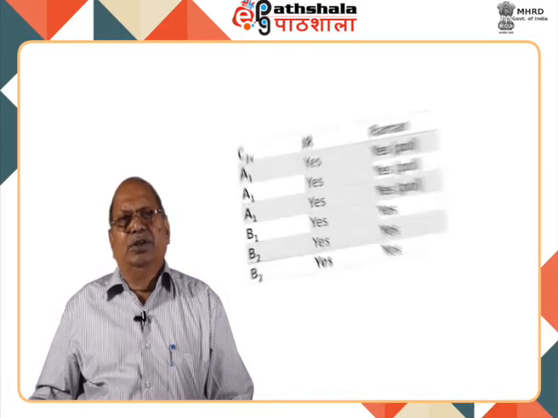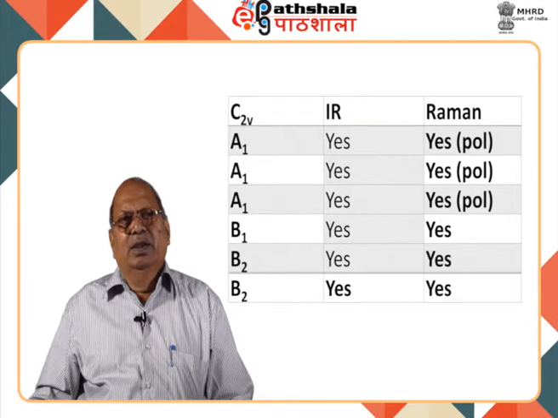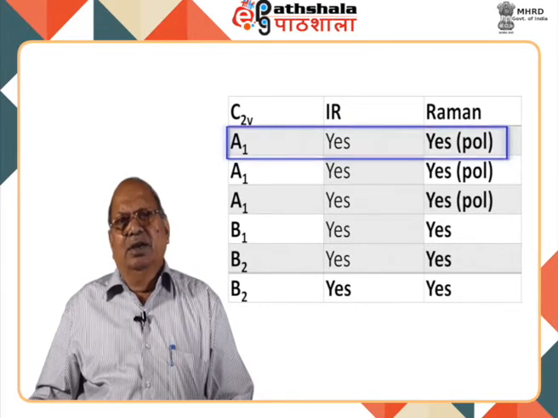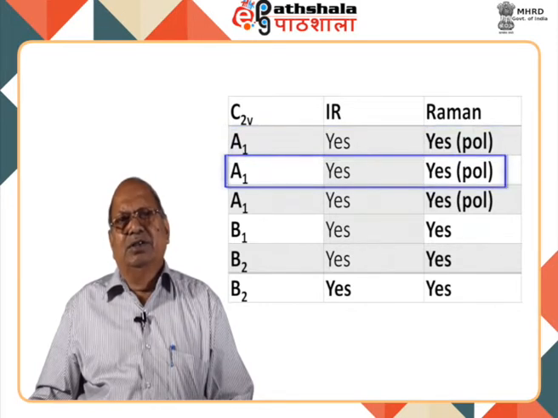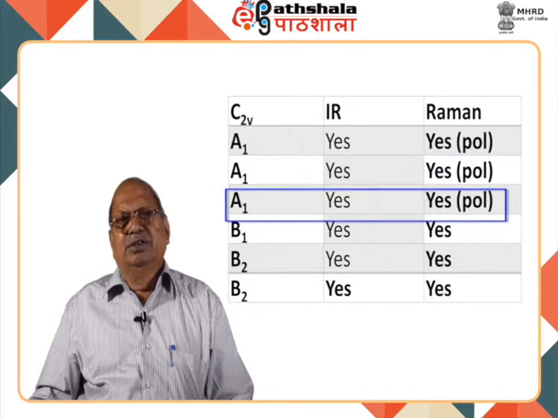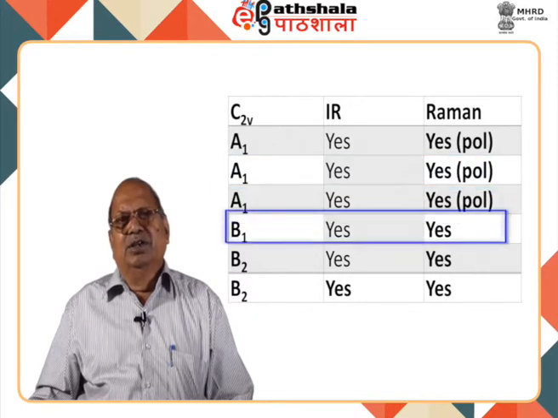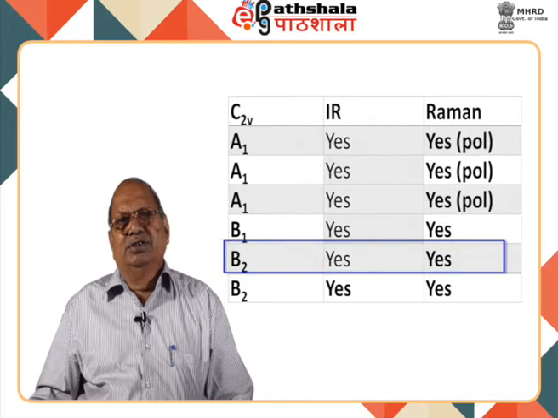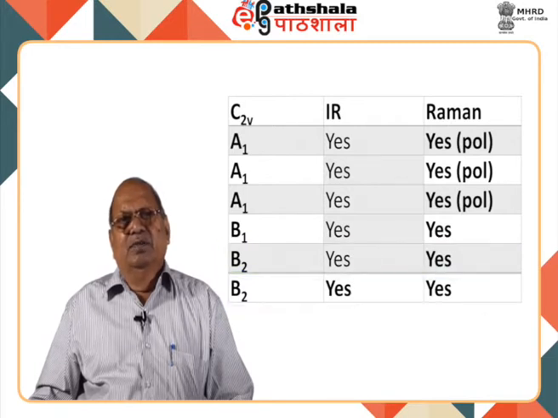Now for AB3 in the C2V point group, A1 mode IR yes, Raman yes; A1 yes, yes; A1 yes, yes; B1 yes, yes; B2 yes, yes; B2 yes, yes. We have 6 IR and 6 Raman bands which are active in both.